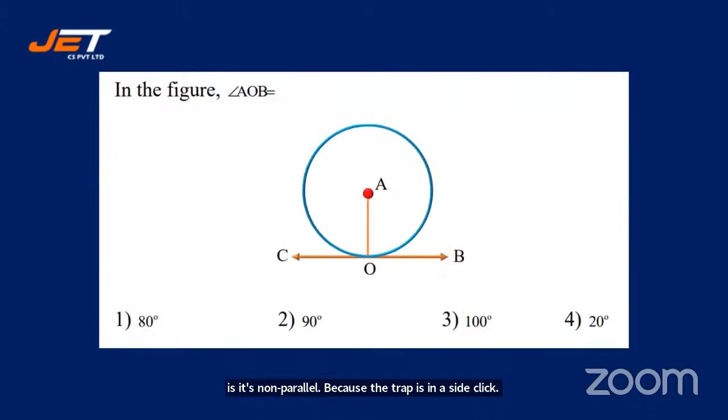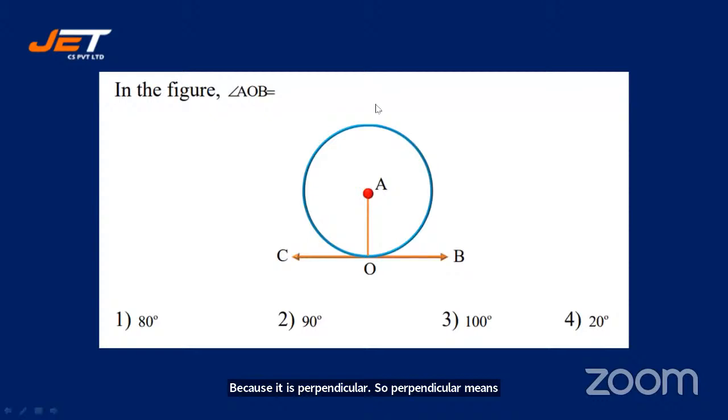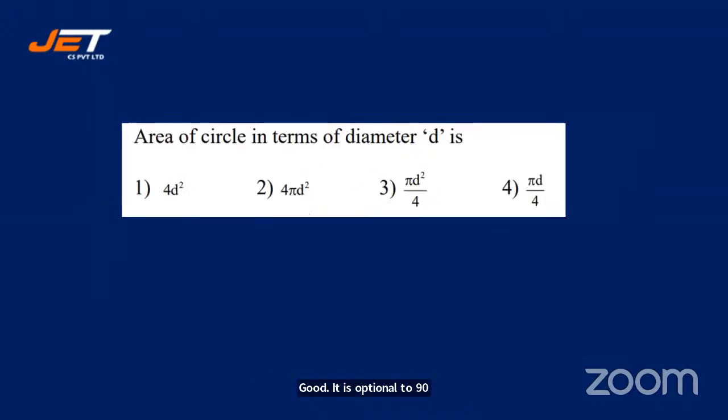All right, let's move on to the next very simple question. In the figure, angle AOB is dash. By seeing it itself, you can quickly say, isn't it? No calculation is required because it is perpendicular. So perpendicular means what? Give me your answer. Let me check the answer. Yes, number two. Good. It is option 2, 90 degrees. Perfect. See the next question.